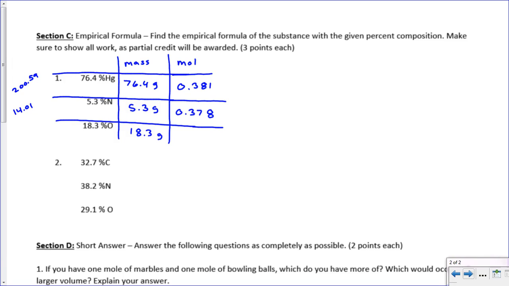And then lastly, oxygen, the mass from the periodic table is 16.00. So you take 18.3 and divide it by 16.00, and you get 1.14.